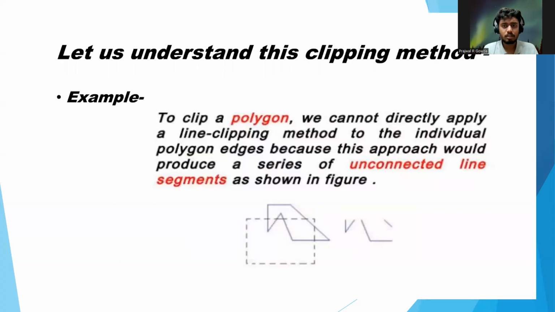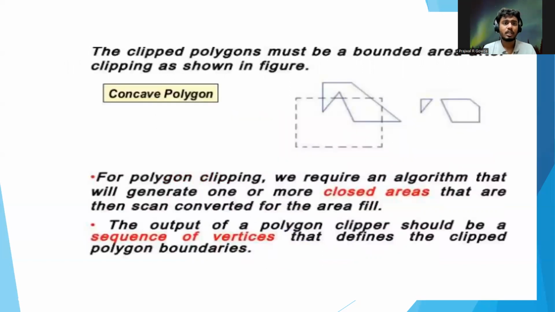Let us understand this clipping method. To clip a polygon, we cannot directly apply a line clipping method to the individual polygon edges, because this approach would produce a series of unconnected line segments. The clipped polygon must be a bounded area, as shown in the figure. It shouldn't be a disconnected polygon after it has been clipped, as shown in the figure.